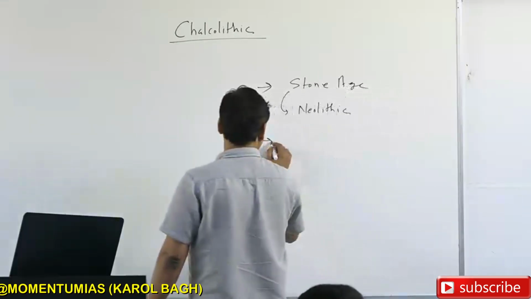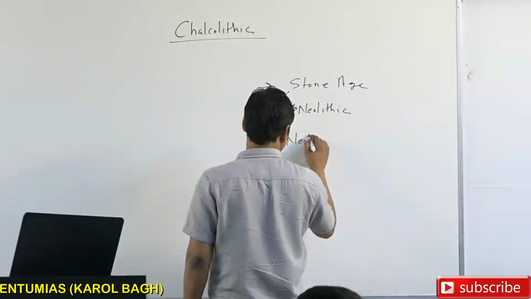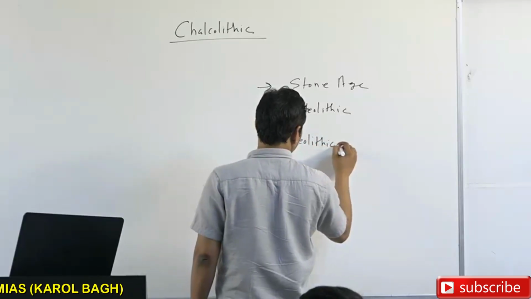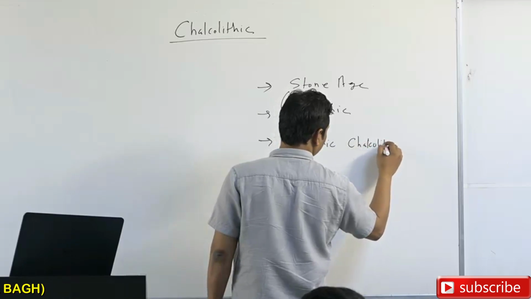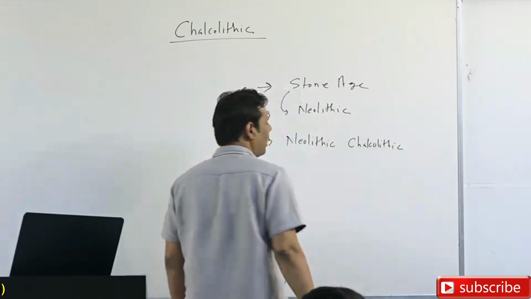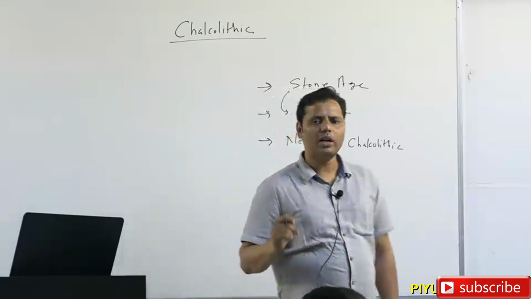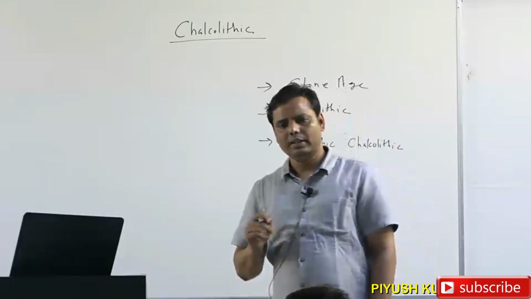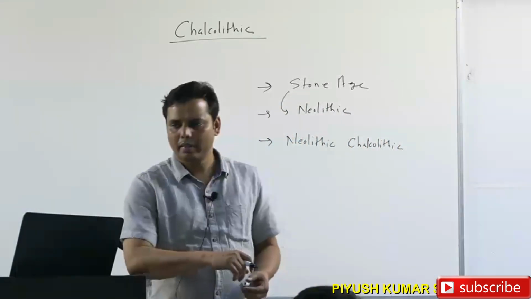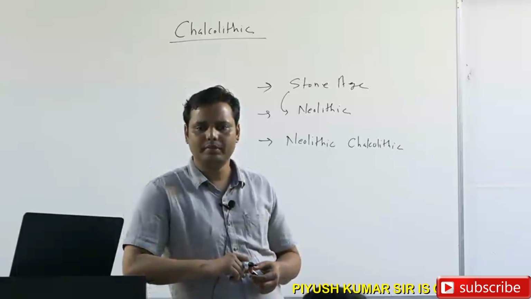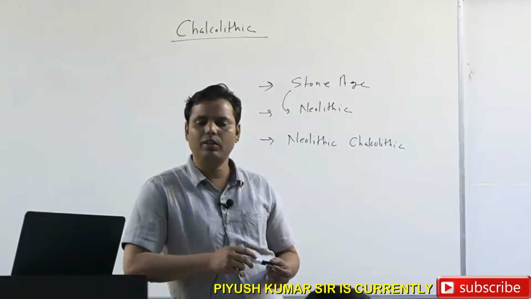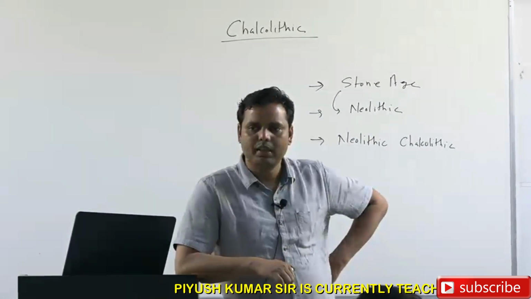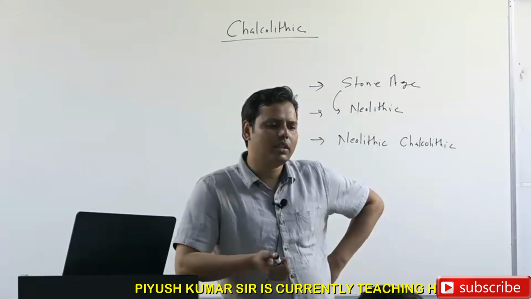And when we are moving to the next, so it should be Neolithic, Chalcolithic. Now the question arises here, why do we call it Neolithic Chalcolithic? That's very important. Have you got any idea? Why do we call it Neolithic Chalcolithic? Why can't we call it Chalcolithic only?